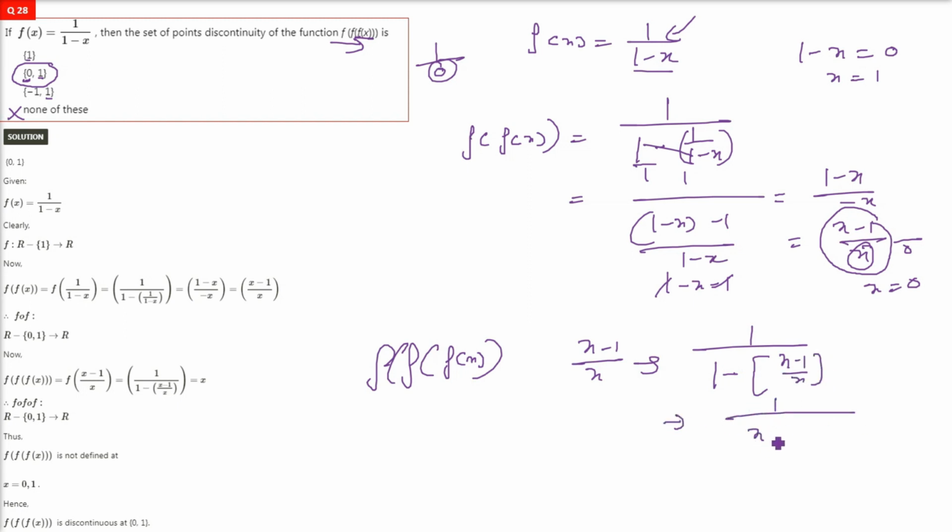You get 1 by x minus x plus 1. This x goes in the numerator. This x by x gets cancelled, 1. So this is x in the numerator, so it doesn't matter whatever it comes. But the 1 and 0 is a problem. So the second option is the answer.